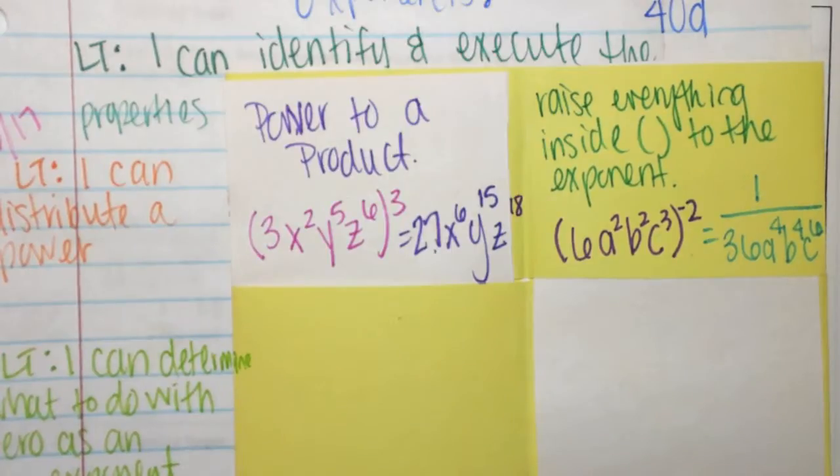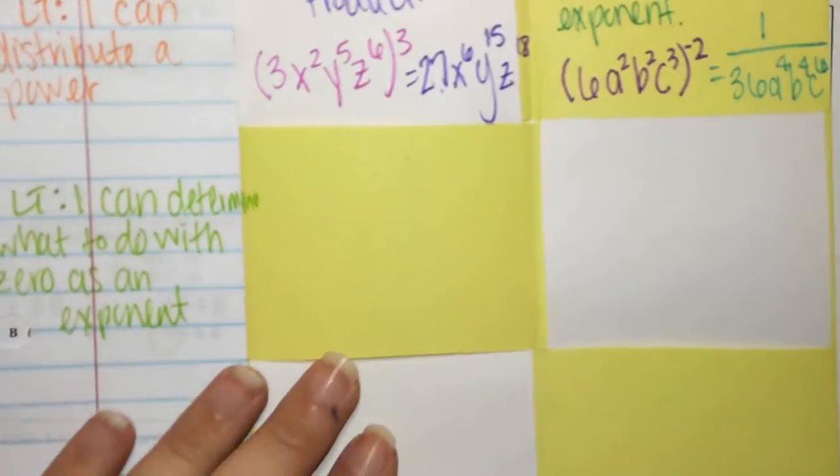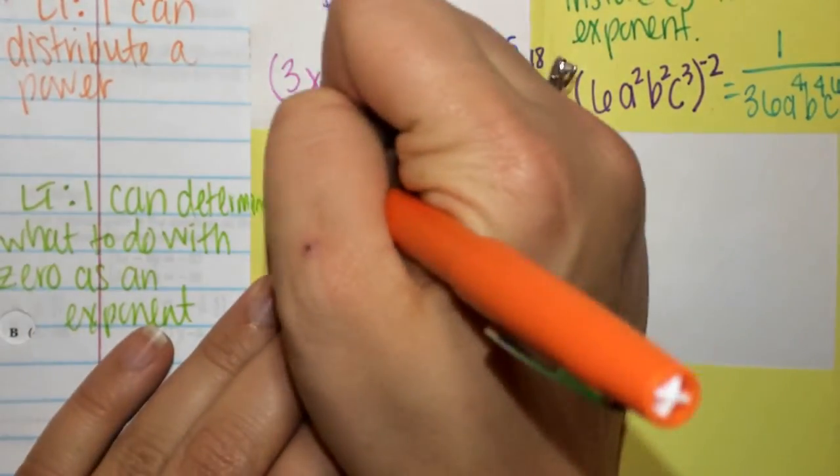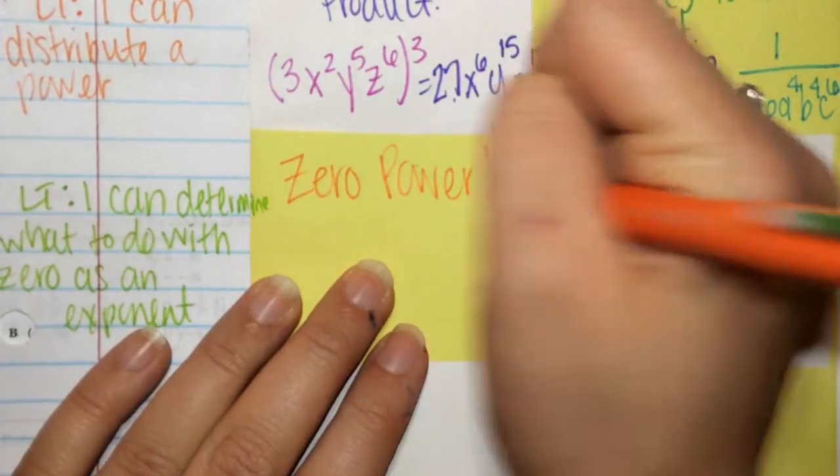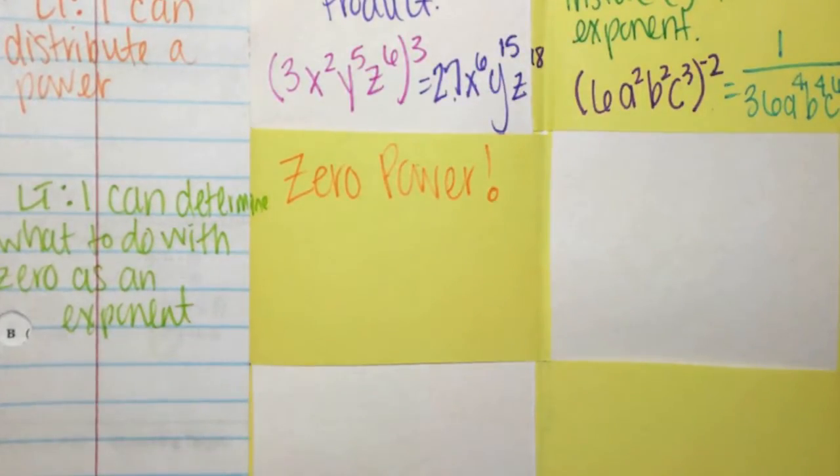Alright, next I can determine what to do with 0 as an exponent. So please write 0 power.